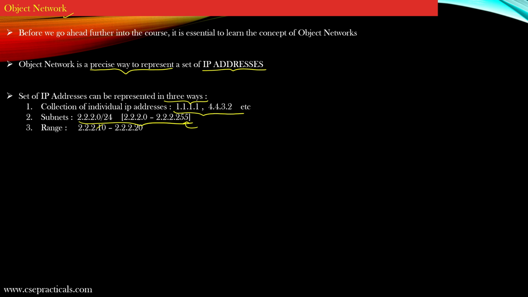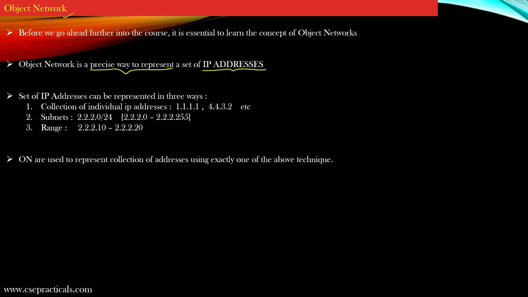And the third way is to simply represent the set of IP addresses using a contiguous range. For example, this is a set of IP addresses which belongs to the range 222.10 to 222.20. That is, 10 IP addresses are there in this range. So object networks are used to represent a collection of addresses using exactly one of the above techniques. Note the words, exactly one of the above techniques. We create an object network to represent the collection of IP addresses, and those IP addresses can be represented by any one of these three techniques.